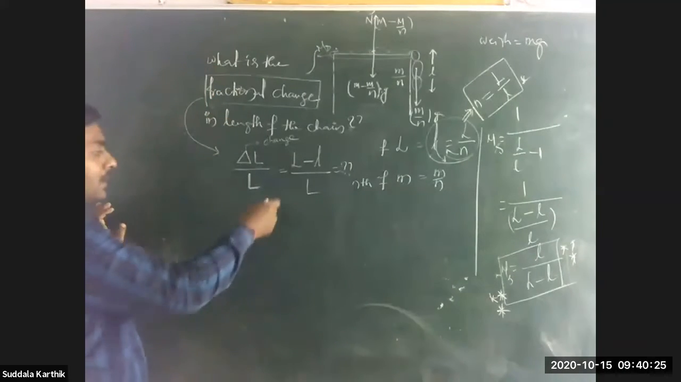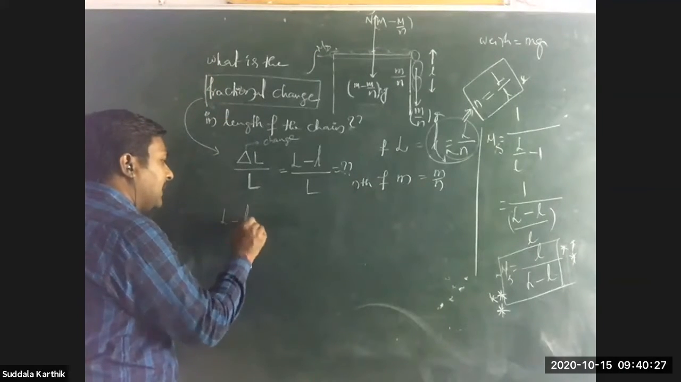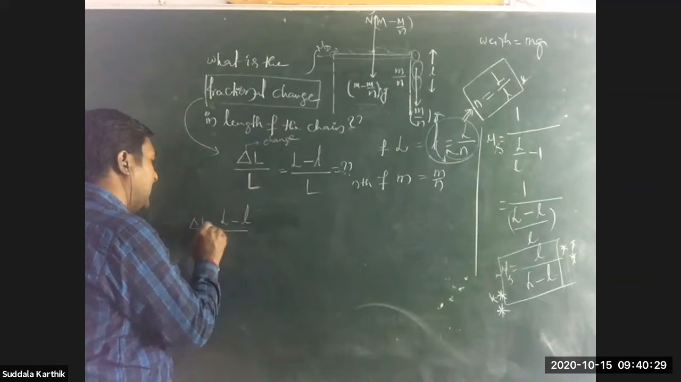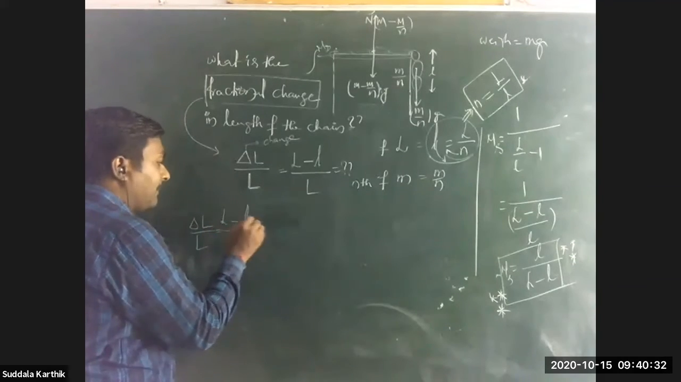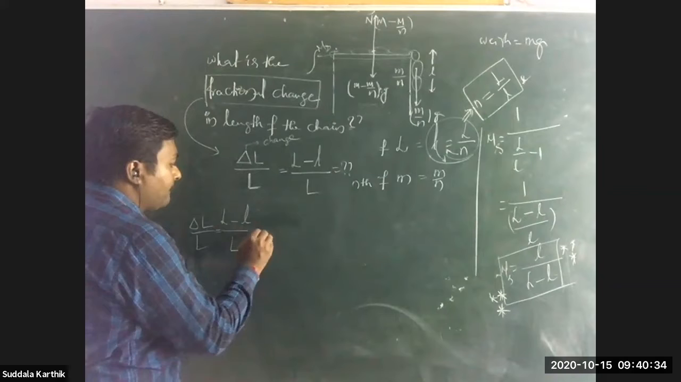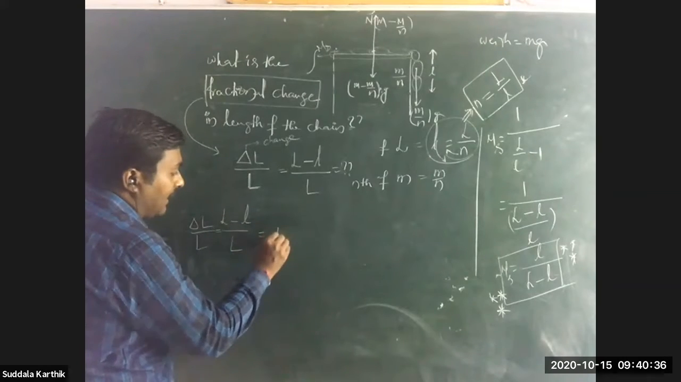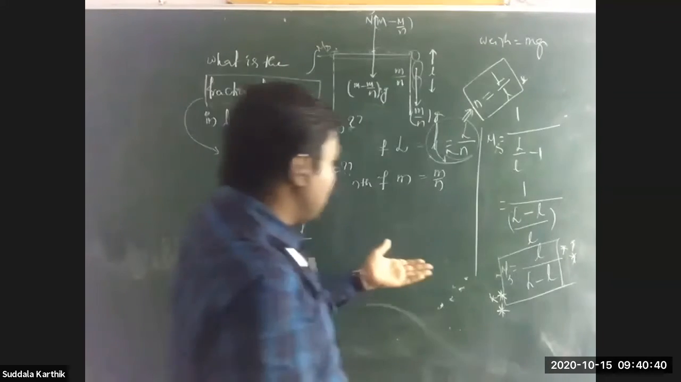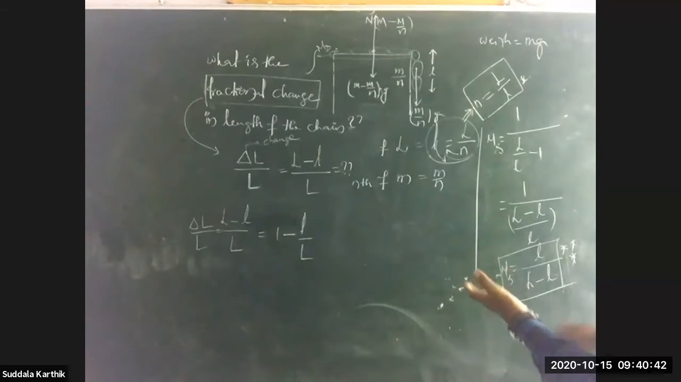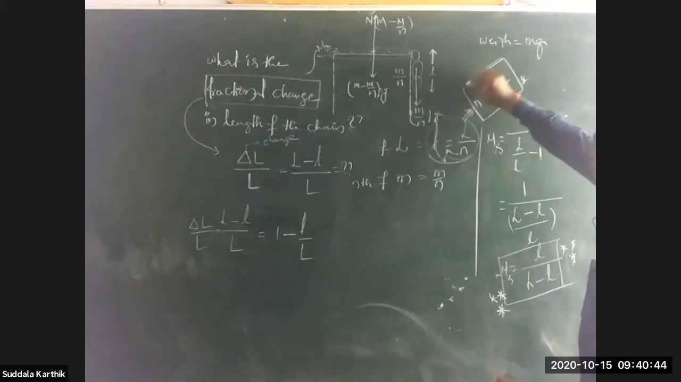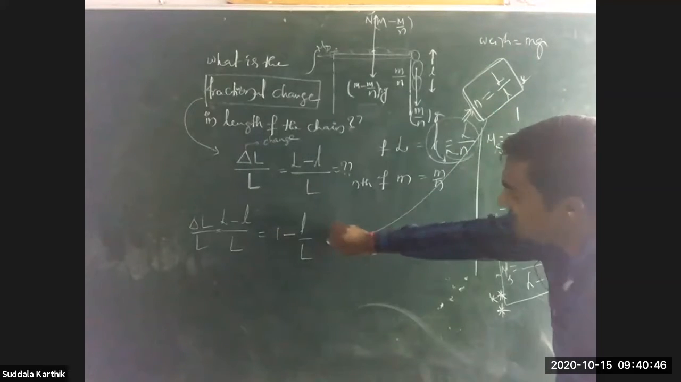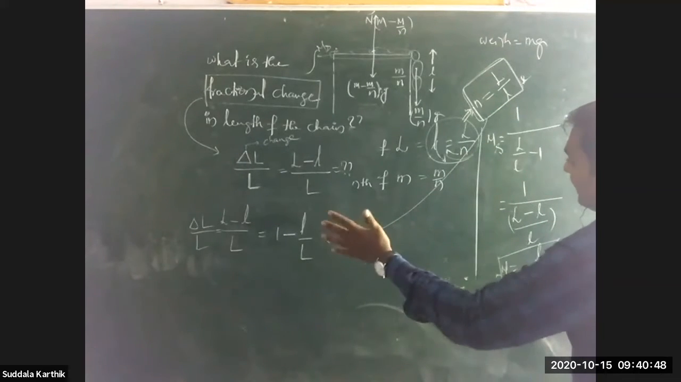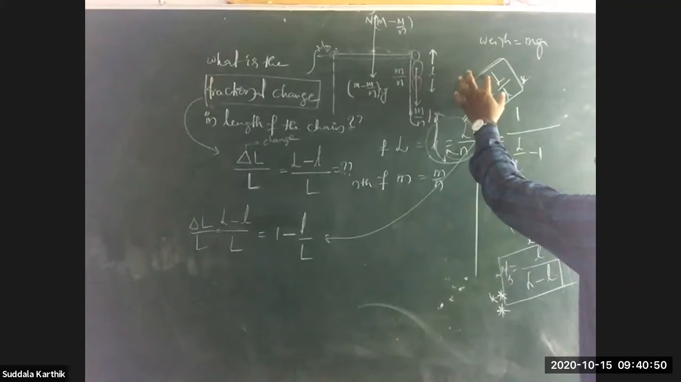For that purpose, you know very well what to do. Delta L by L is equal to capital L minus small l by capital L, which is equal to L by L minus small l by capital L. Yes, just now we discussed small l by capital L. It is not small l by capital L, it is capital L by small l.